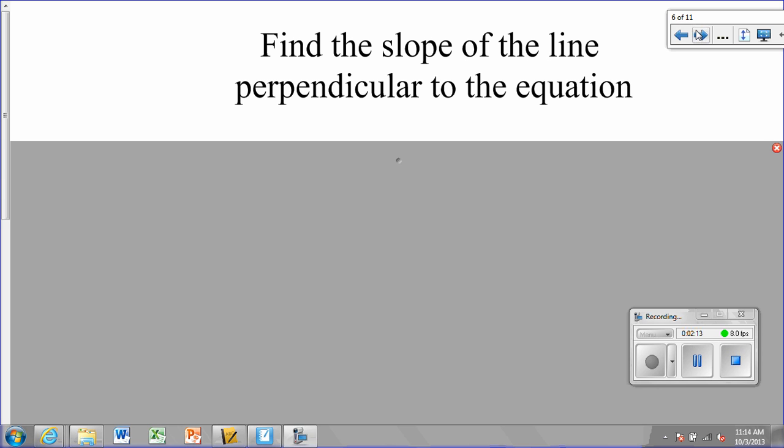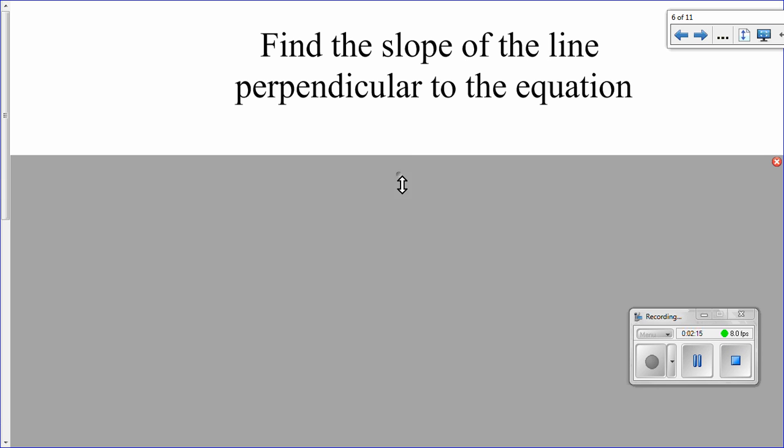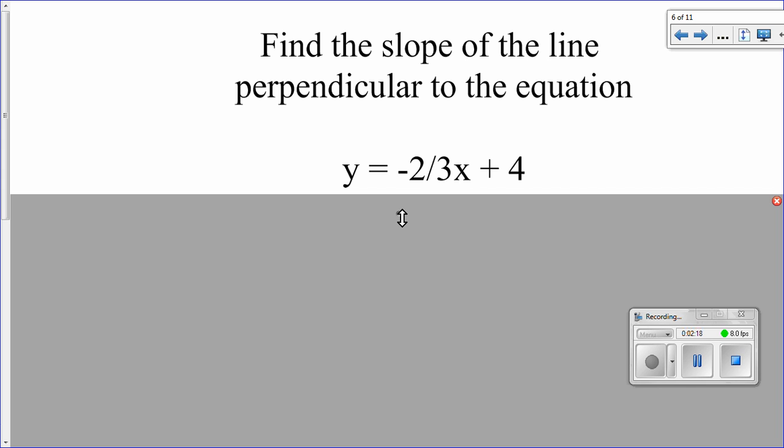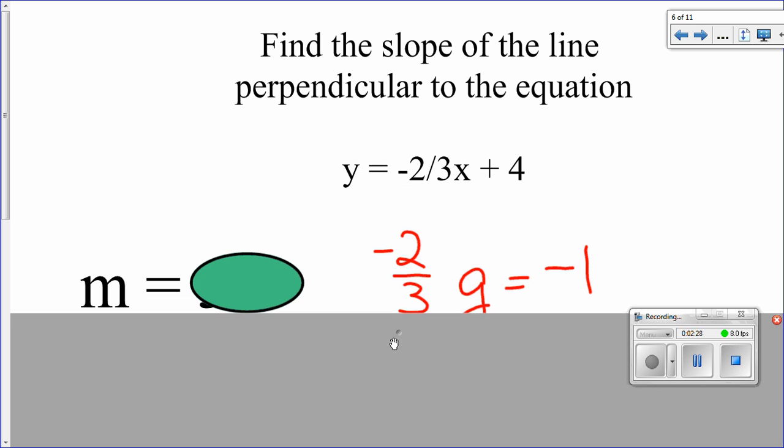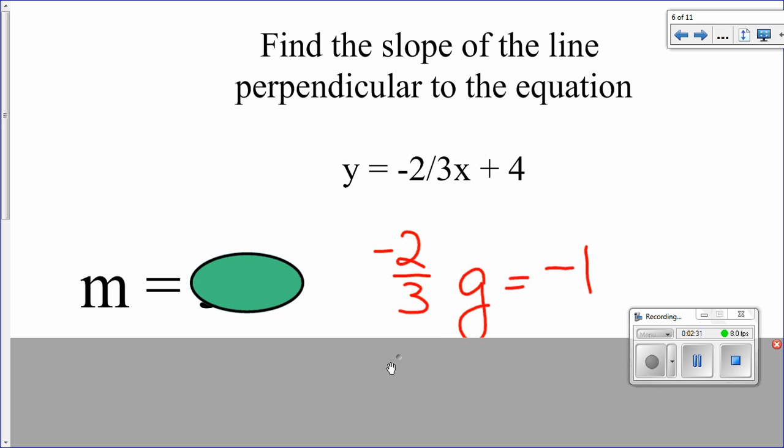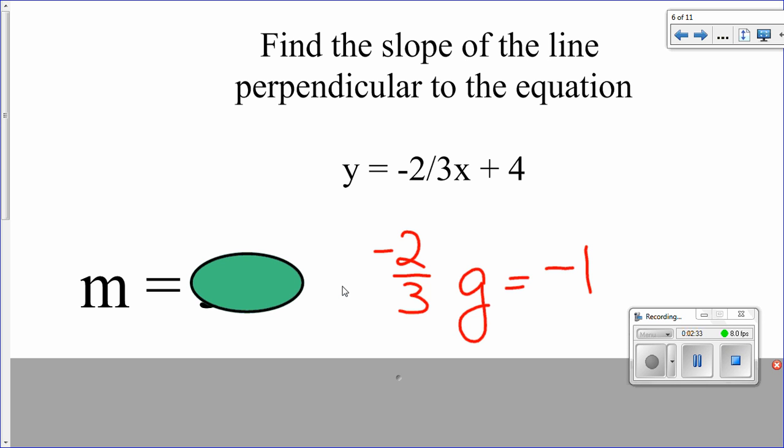Find the slope of a line perpendicular to the equation. Here's the equation. The first thing we're going to take, or the only thing we need to take in this question, is the slope part. And the slope on this one is -2/3. Now we need to think what number times -2/3, and I replace that with the variable g, is going to be equal to -1. Because remember, the product of the slopes of the two lines has to equal -1 if they're going to be perpendicular.